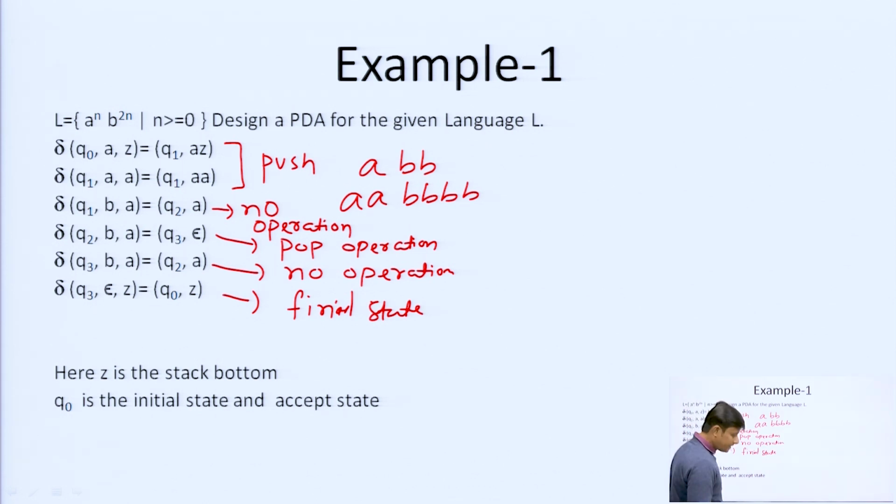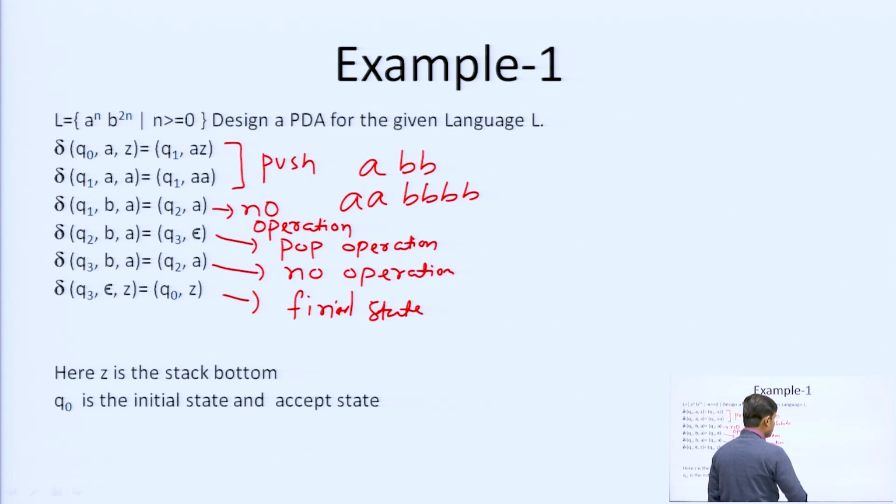Here Z is the stack bottom and q0 is the initial state, and it is also an accepted state. Why is q0 an accepted state? Because epsilon will be generated by this language: if n is 0, then the empty string will be generated by this language. That is why q0 itself is a final state. We will check how a string is accepted by this pushdown automata. You can use the diagram, or write it in transition form.